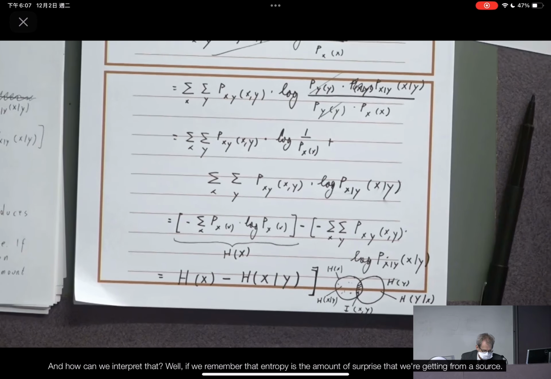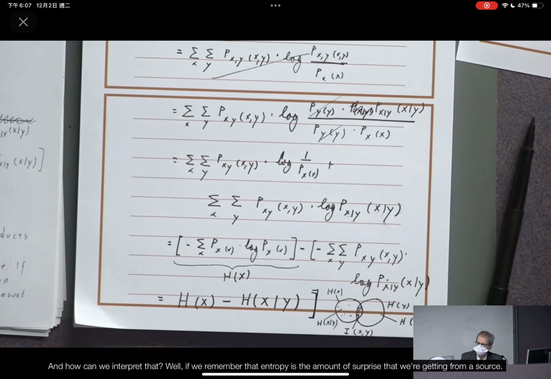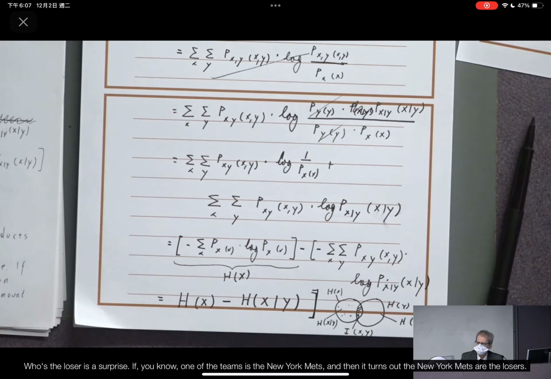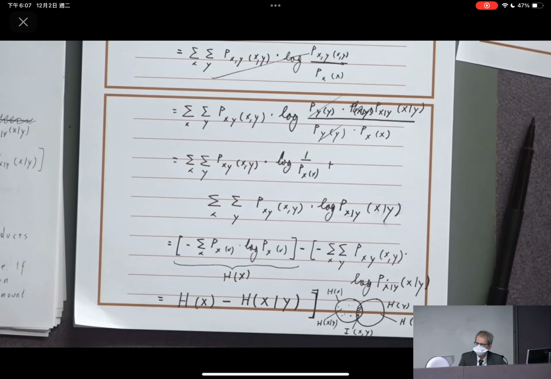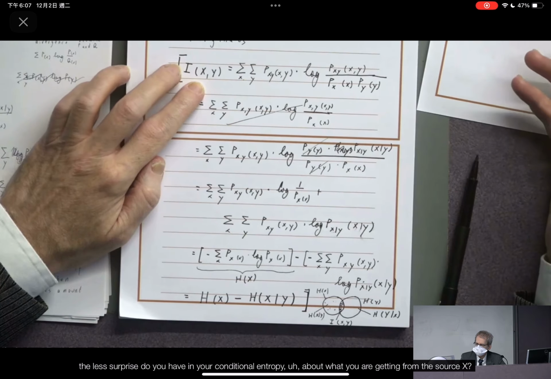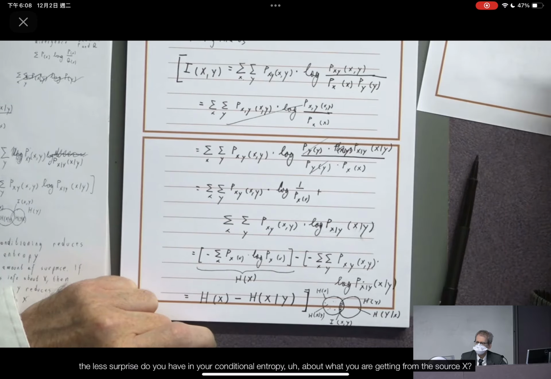And how can we interpret that? Well, remember that entropy is the amount of surprise that we're getting from a source. So if we know something already about that source, we're reducing the amount of surprise. And since sports analogies are very much en vogue, if you are thinking about a football game, you would say who's the winner, who's the loser is a surprise. If you know one of the teams is the New York Mets, and then it turns out the New York Mets are the losers, there's not much of a surprise there. And so whenever you're doing a conditioning on information you're getting on the side, then that reduces the amount of surprise that you see. And so the more mutual information you have, the more that y already tells you about x, the less surprise you have, meaning in your conditional entropy, about what you are getting from the source x.